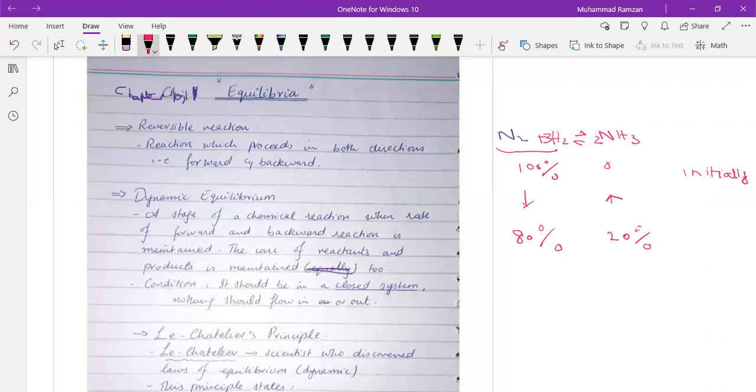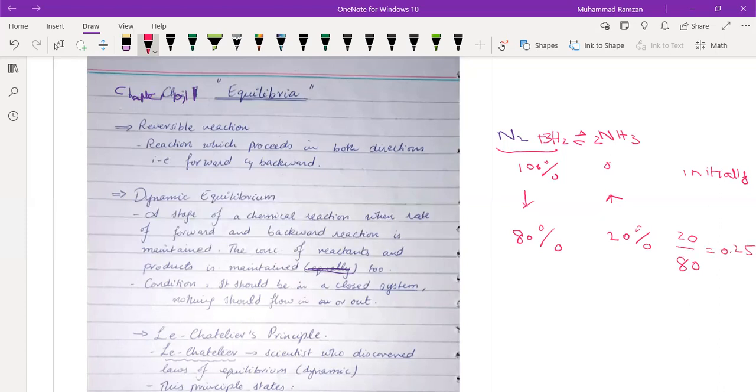For example, if the ratio was 20/80, this is a dynamic equilibrium. It means it is 1/4. The answer is 1/4, which means 0.25. Is it so?